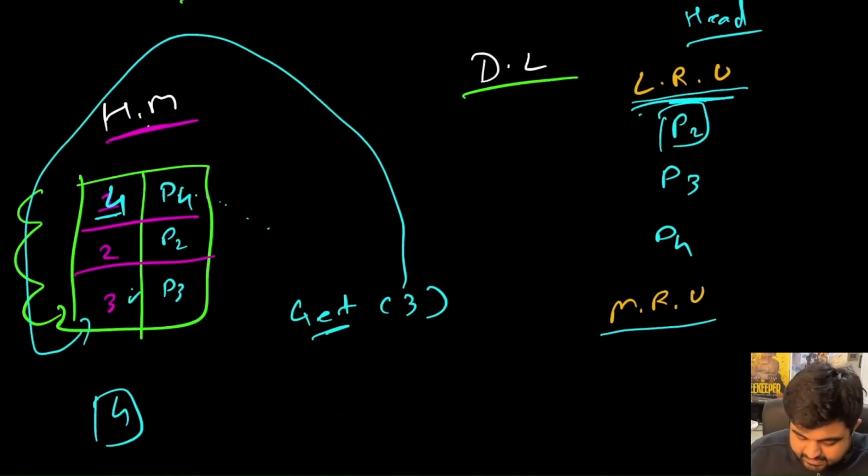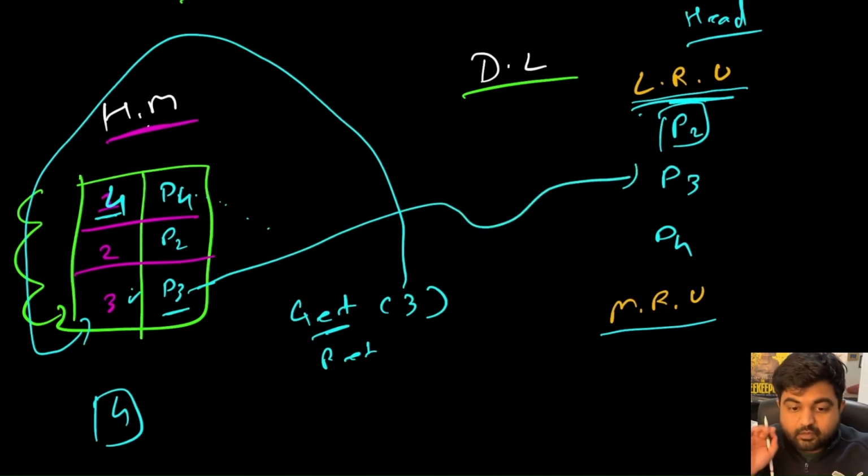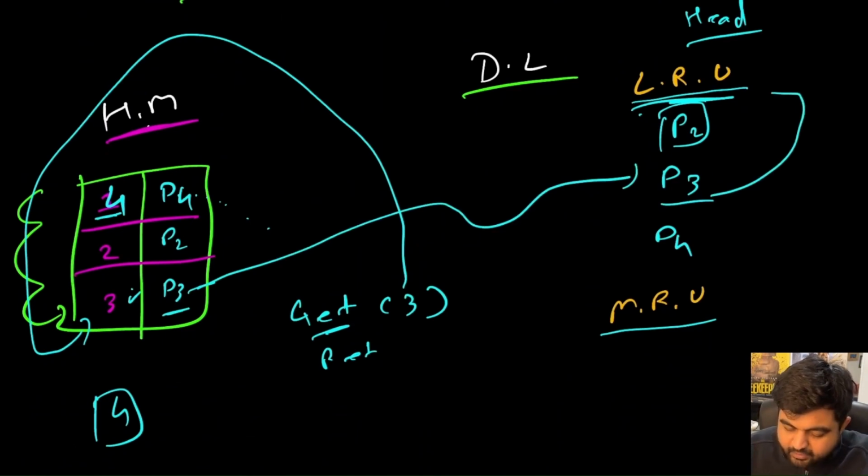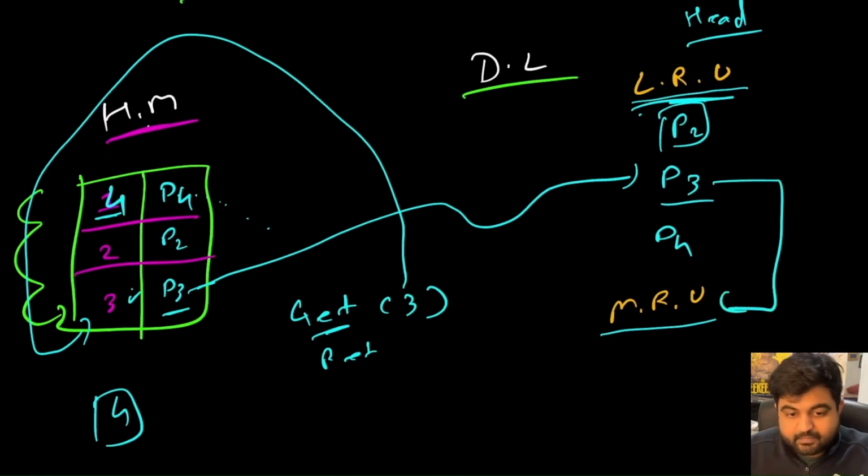Yes, it exists. If it exists, all I need to do is fetch the value of the 3, so I can simply return that. But at the same time, I can go to this pointer's location and say, whatever your pointer location is, now you need to jump to the tail of the linked list, because you are now the most recently used value, and that can happen in big O of 1 time because it's a doubly linked list.